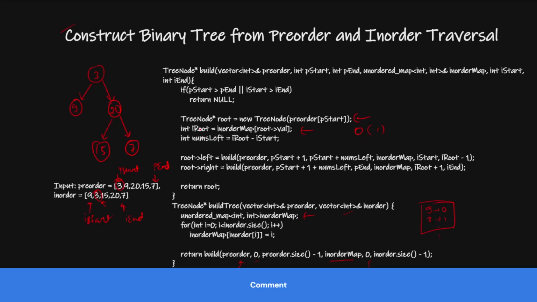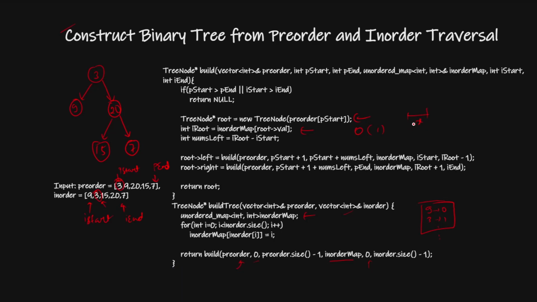Once I find i root, now I have to find that x that I told earlier, which will be our nums left element. So i root minus i start will be the number of elements in the left subtree. Once I find that, I can call for my left and for my right. For left, I will pass the preorder, starting from p start plus 1 and ending at p start plus nums left.